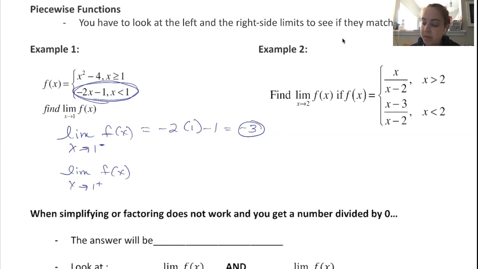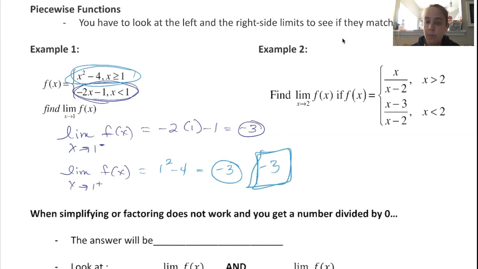Now the limit as x approaches 1 from the right for f of x, that's where we will use the upper function. The right-hand side is to the right of 1. So this becomes 1 squared minus 4, which is going to be -3. Now, if both sides match, that's good news. The left and the right match, so we can say that the overall limit is -3. But they don't always have to match. If they didn't match, we'd say it does not exist. But because they do, we can say it's -3.